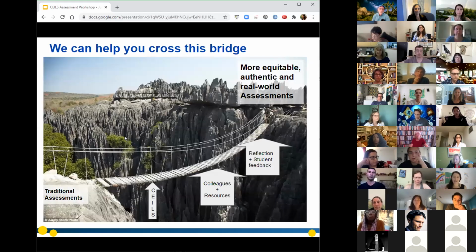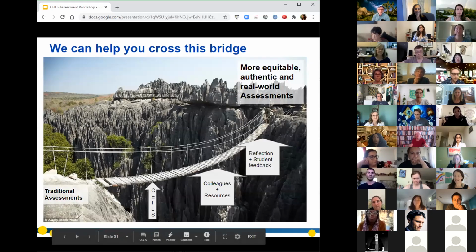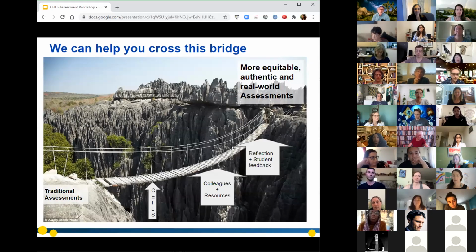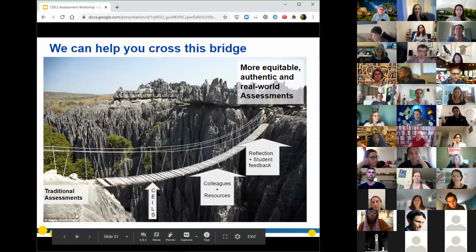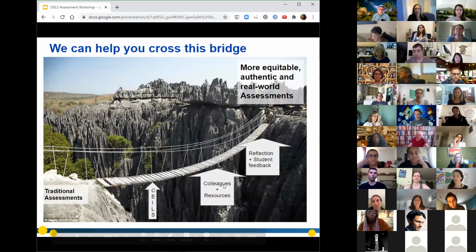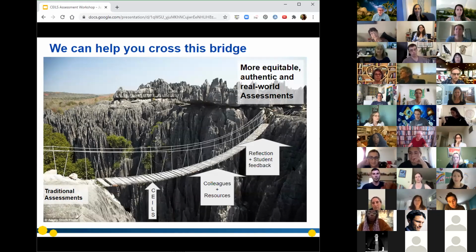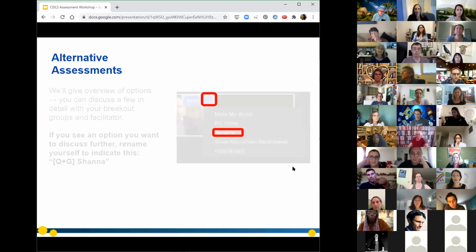Okay, so this bridge from traditional assessments on one side to our more equitable, authentic, and real world assessments can be really difficult and scary. We're not pretending it's easy. CEILS is here, and a lot of your colleagues and resources are doing things, and we encourage you to use student feedback to refine it, because it's hard to do things you haven't done before.